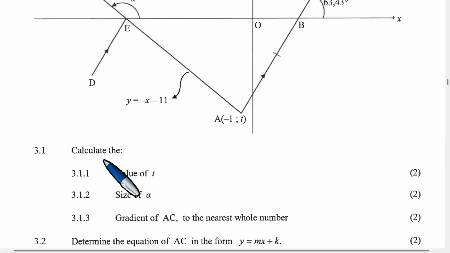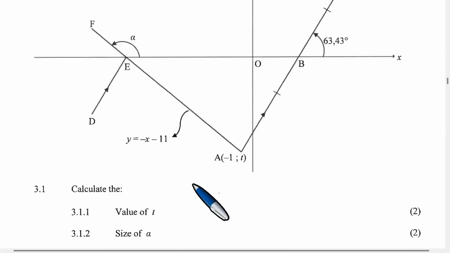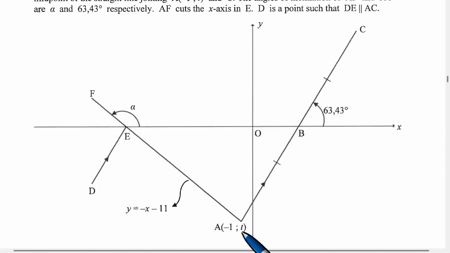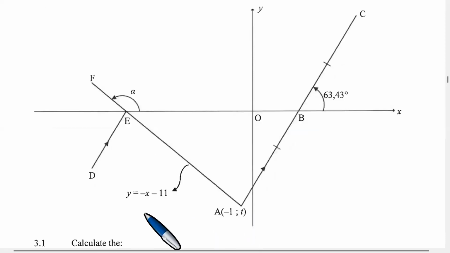Okay, now calculate the following, like the value of T. So we need to just find the value of T. Where is T? T is here. How do we find the value of T? There are a couple of ways to do that, but the easiest way is to consider any equation of the line such that A lies on that line. A lies on the line AF, but it also lies on the line AC. So the easiest one is AF. The equation is already known, so we're just going to use that one. It's y = -x - 11.